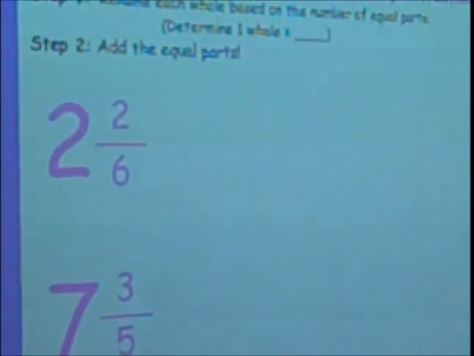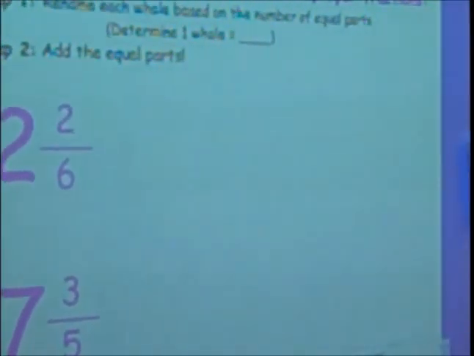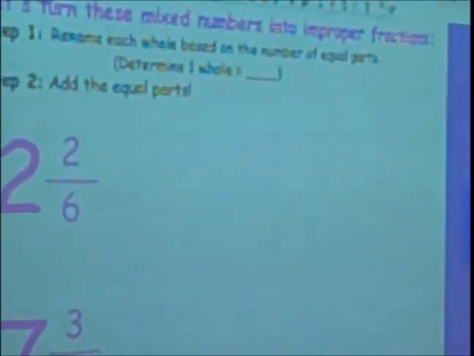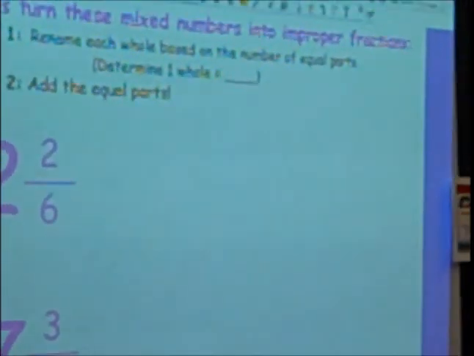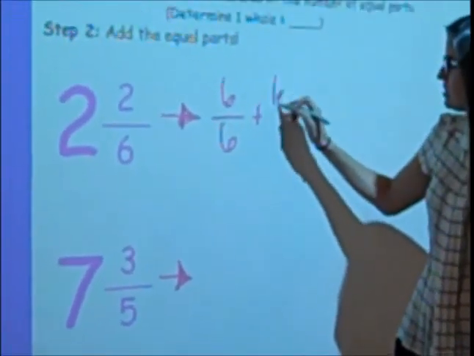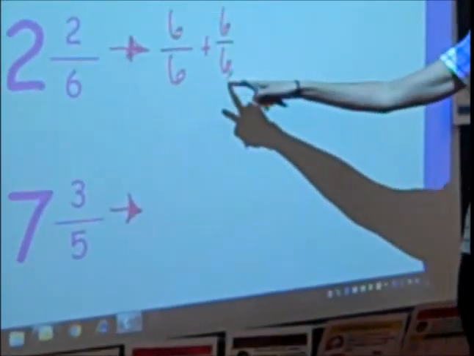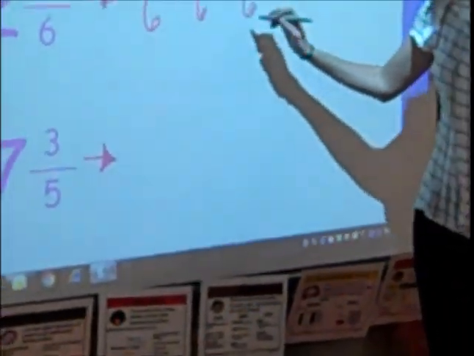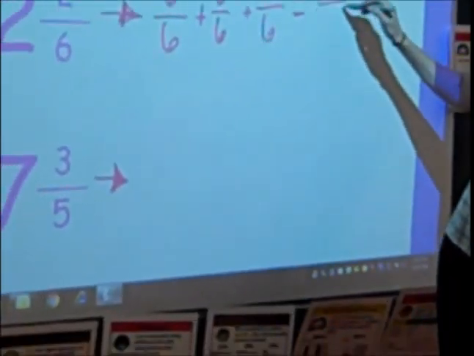All right, do you think you guys can try 2 and 2/6, not doing it the way you learned it in school? You can do that way to check your answer. We just did it. Try 2 and 2/6 the way we just did it. 6/6 plus 6/6 would give you 2 wholes. And then you have your fraction of 2/6, or a total of 14/6.